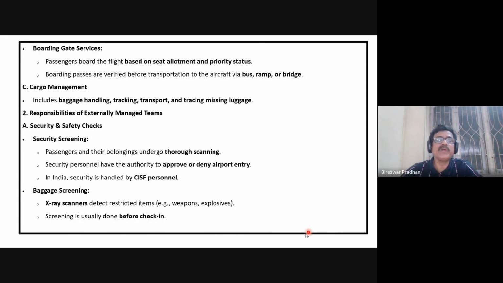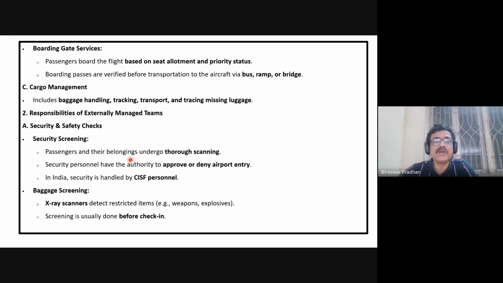Boarding and gate service. Passengers board the flight. Cargo management includes baggage handling, tracking the transport and tracing missing luggage. Responsibility is externally managed.